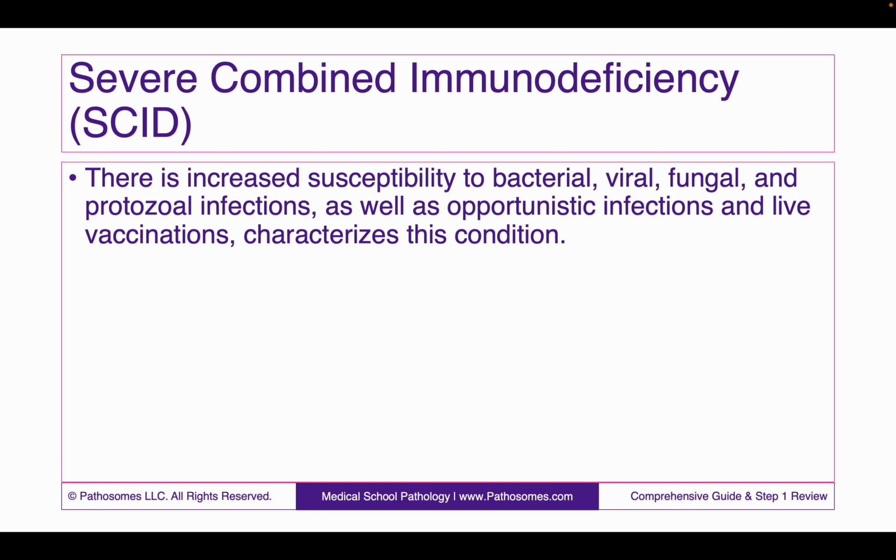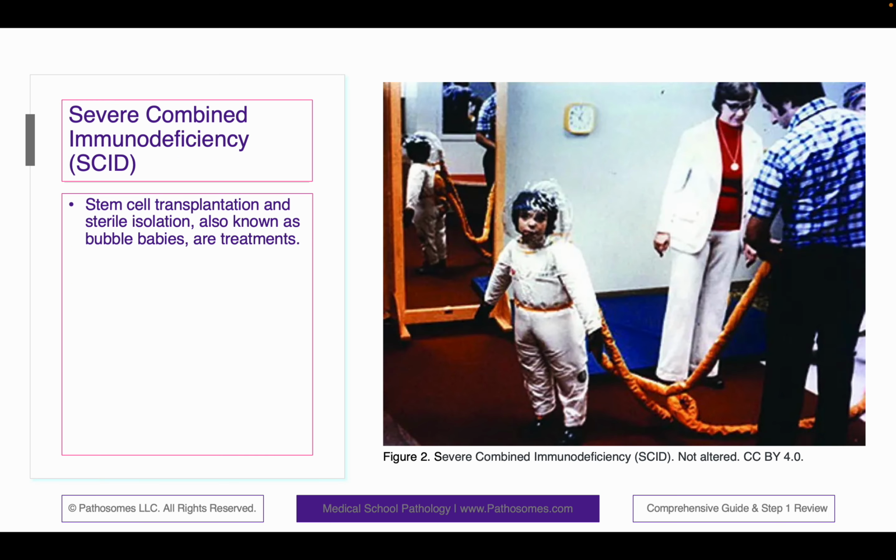There is increased susceptibility to bacterial, viral, fungal, and protozoal infections, as well as opportunistic infections and live vaccinations, which characterize this condition. This image shows the state of a patient that has SCID. They're not on the moon. They're wearing all of this because they need to be isolated because their immune function is so impacted. Note that stem cell transplantation and sterile isolation, also known as bubble babies, are treatments.